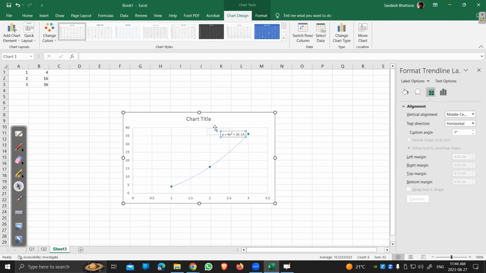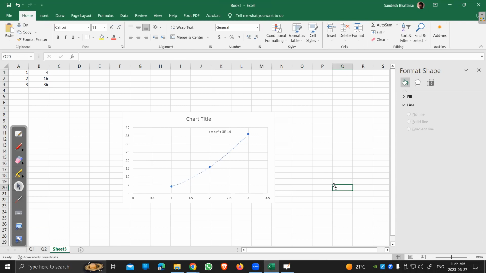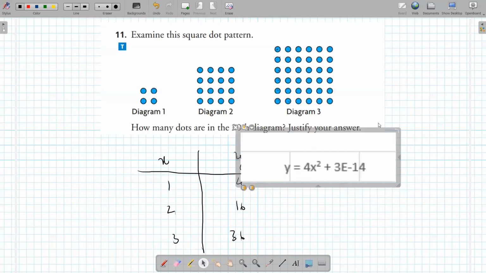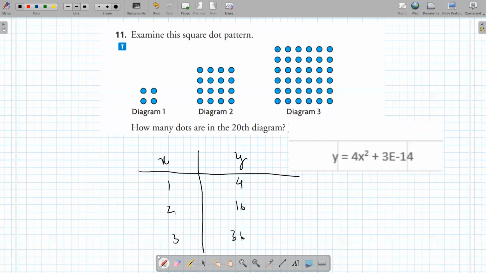and the equation is 4x squared. So that's what it spits out, okay? You can see that's already the answer to that question, 4x squared. The 3e minus 14, what does this mean? E means 10 to the power of, okay? So that means 3 times 10 to the power of negative 14, and a negative exponent means there's going to be a bunch of zeros.